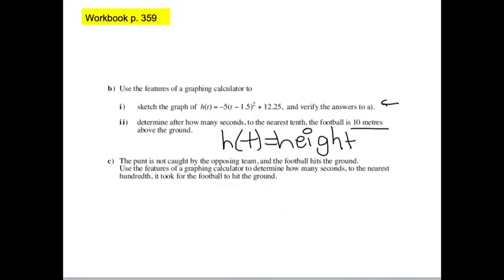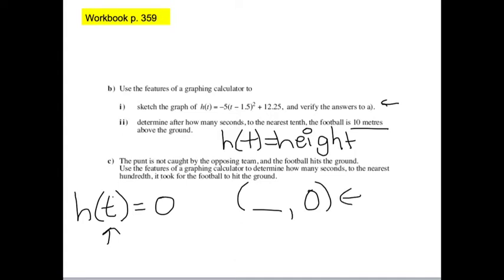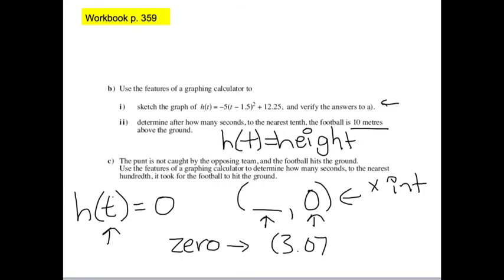In C, the punt is not caught by the opposing team and the football hits the ground. Use the features of the graphing calculator to determine how many seconds to the nearest hundredth it took the football to hit the ground. Your height is going to be 0. Okay, so what we want to find out is at what seconds. So this, of course, if you think about it, is going to be something seconds and a 0. This is an x-intercept. Okay, because this is your height and this one right here is going to be your time. So what you're going to do is use the zero function in your calculator and pick the one that's going to be positive, and that's going to be 3.07 and 0.